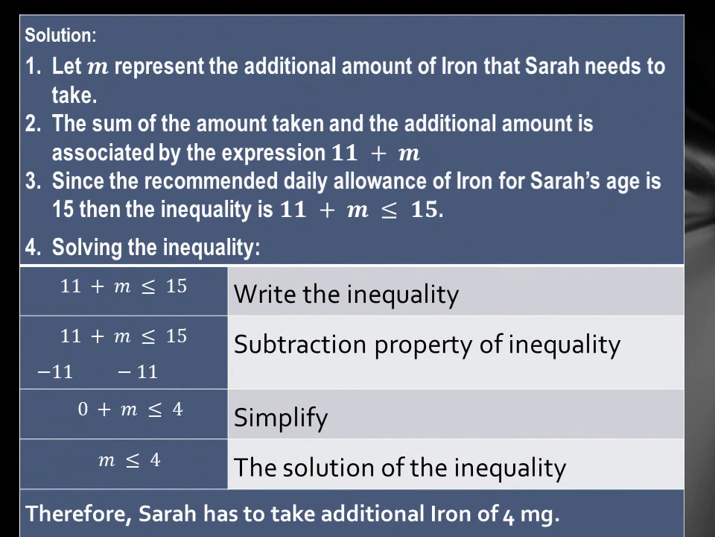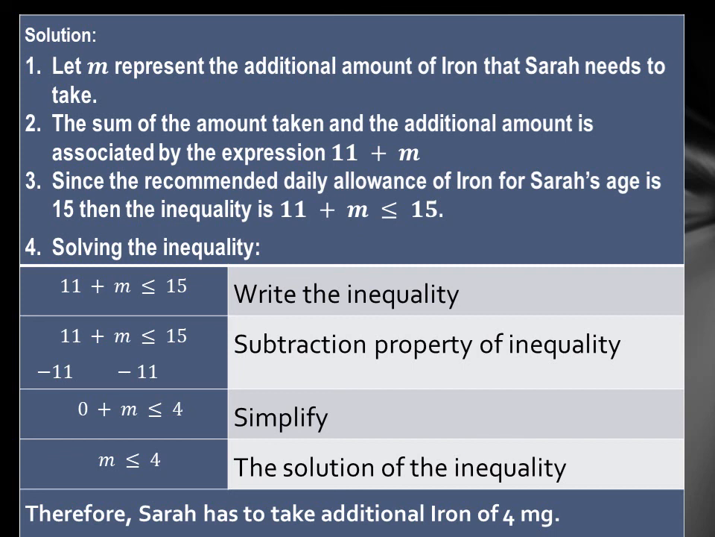First, we have the solution. Let M represent the additional amount of iron that Sarah needs to take. The sum of the amount taken and the additional amount is represented by the expression 11 plus M. Since the recommended daily allowance of iron for Sarah's age is 15, the inequality becomes 11 plus M is less than or equal to 15.